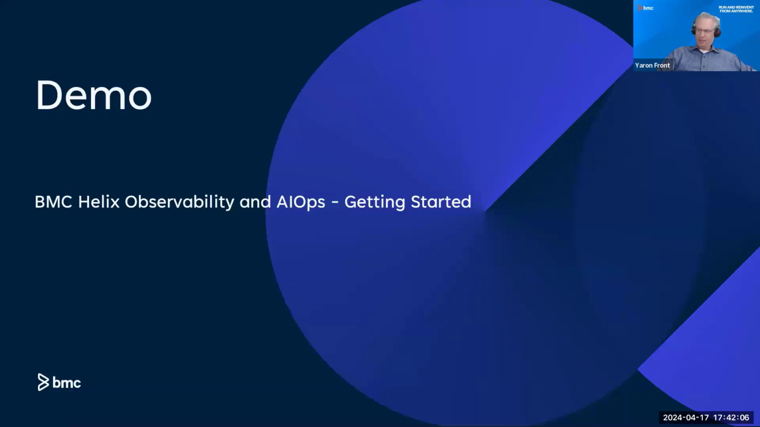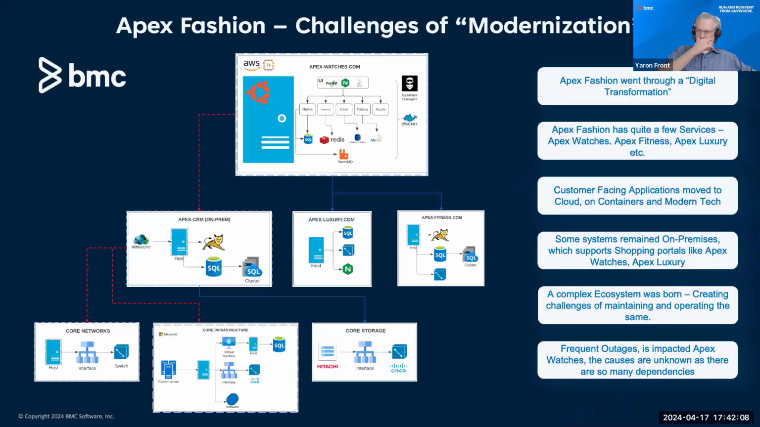So let's talk a little bit about the demo that we're going to see today. Our story is revolving around Apex Fashion. Apex Fashion went through a digital transformation. What that means is that they have quite a few services. Some of them are in the cloud. Some of them are still on-prem.